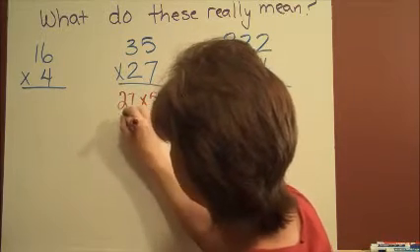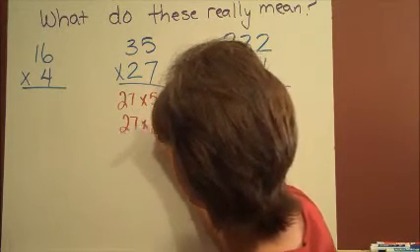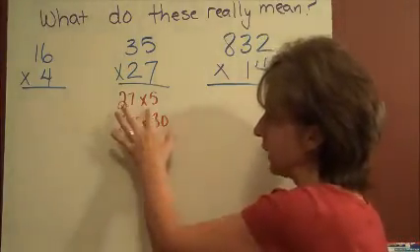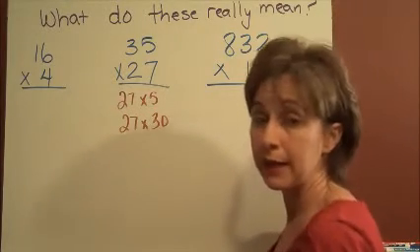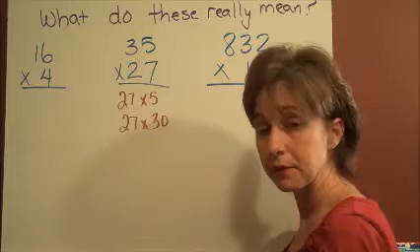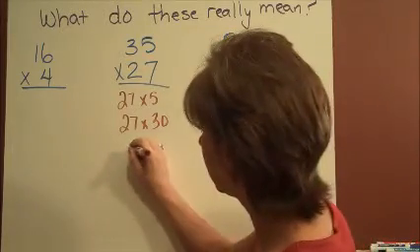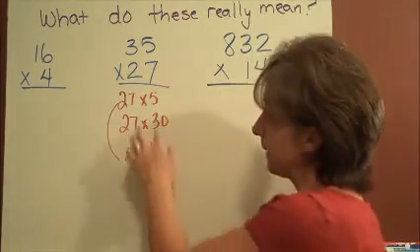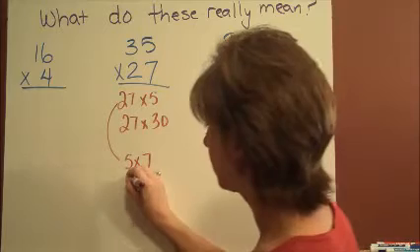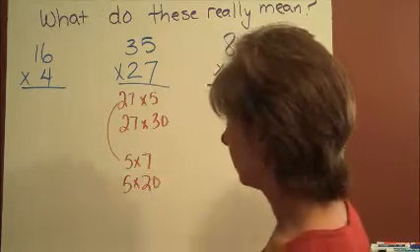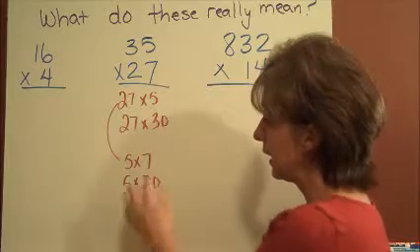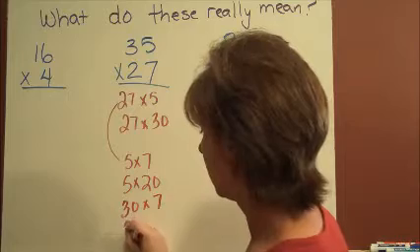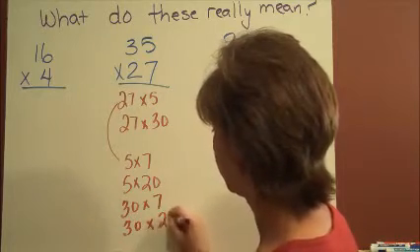27 groups of 5 and 27 groups of 30 would be a nice way to count it out, but I don't know what 27 groups of 5 is. How would I get 27 groups of 5 from my base 10 blocks? Well, maybe I would get 5 groups of 7, and then I would get 5 groups of 20. Oh, that makes 27 groups of 5. And then 30 groups of 7 and 30 groups of 20.